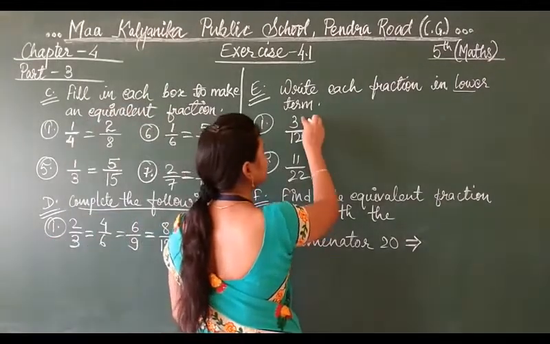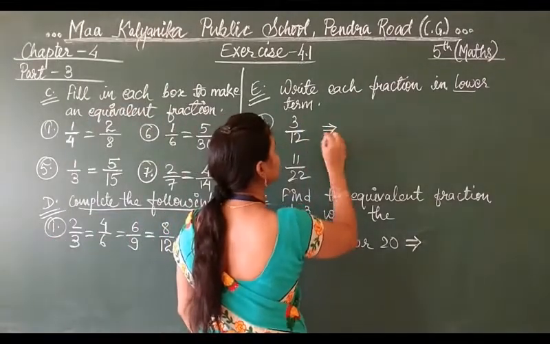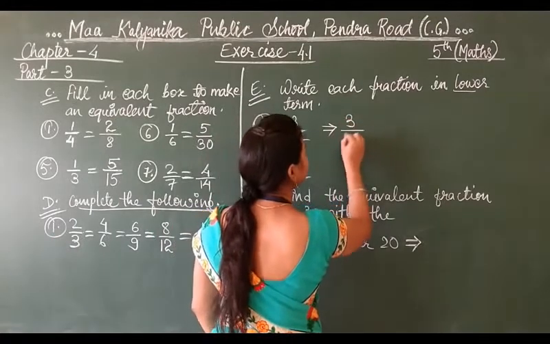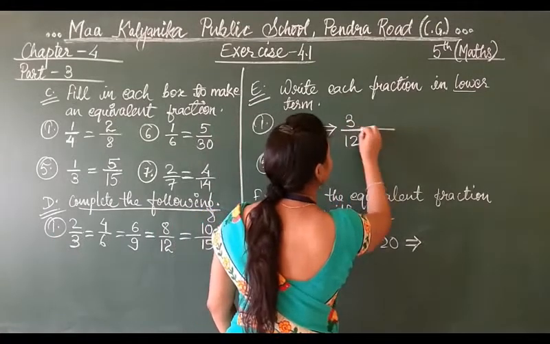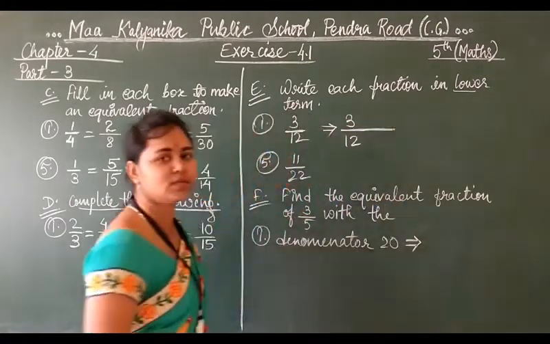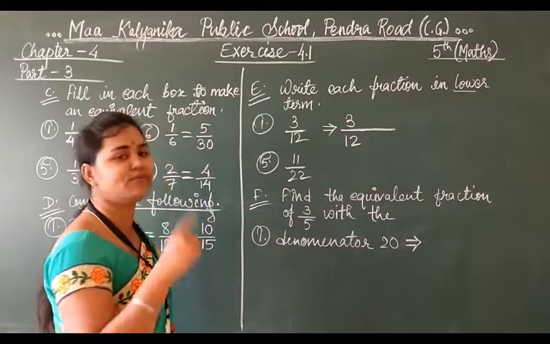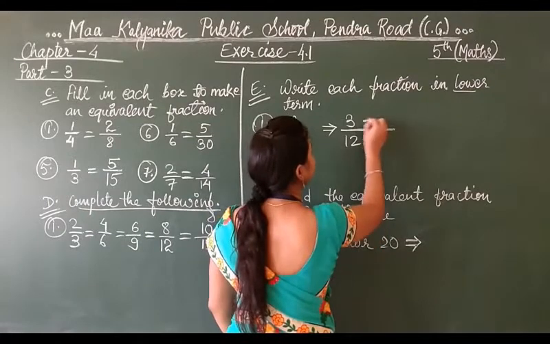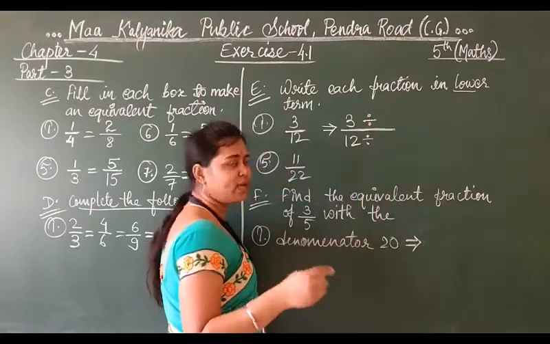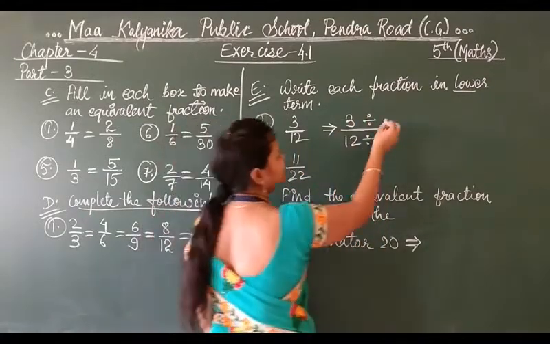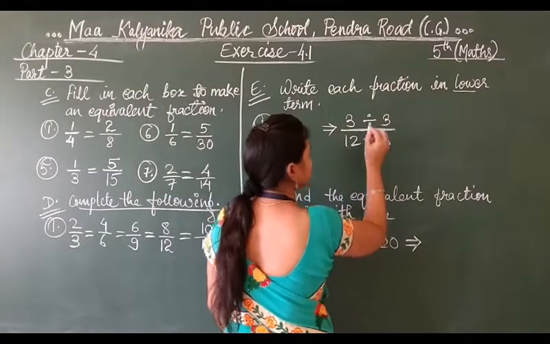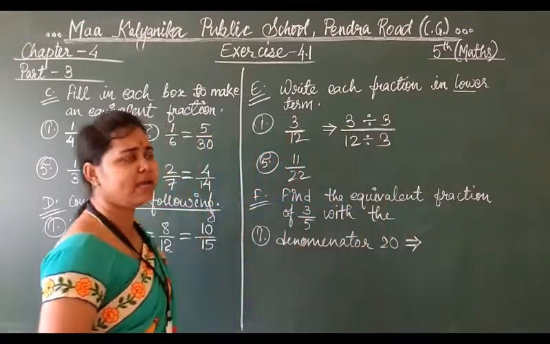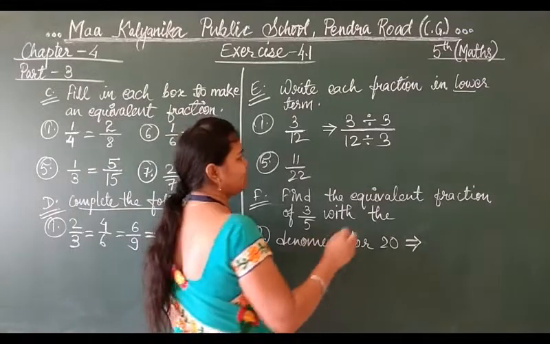So simply students, 3 by 12 is there. So how to solve this? Again I am writing 3 by 12. And which number can divide both? We have to take one number, one factor, which can divide both. In the table of 3, 3 is coming, and in the table of 3, 12 is also coming. So if I divide by 3, we can get the answer.